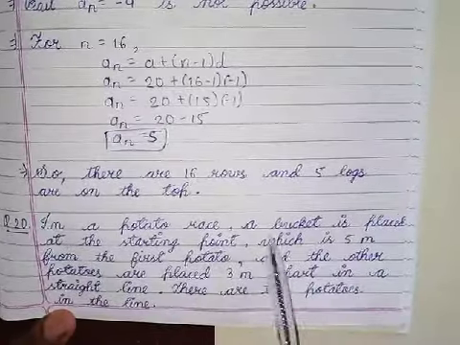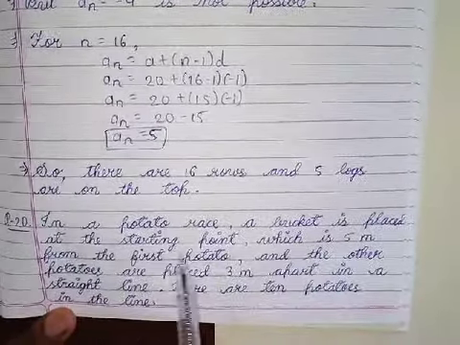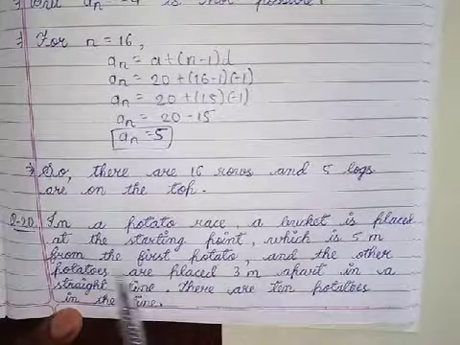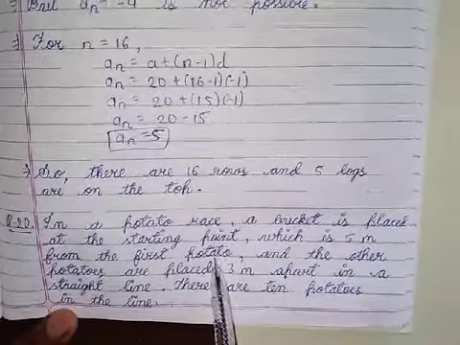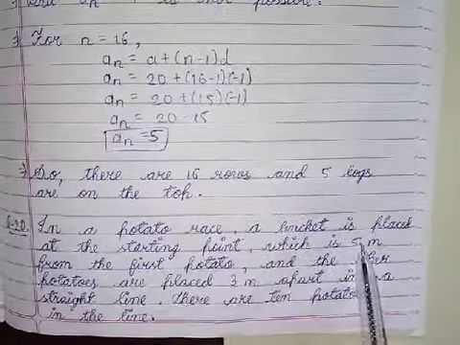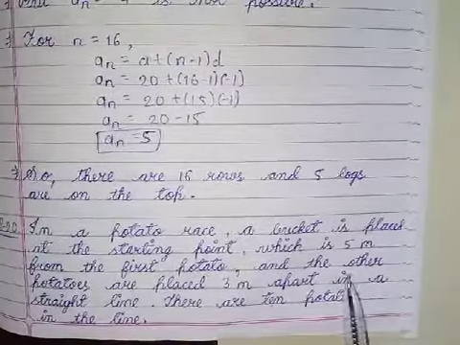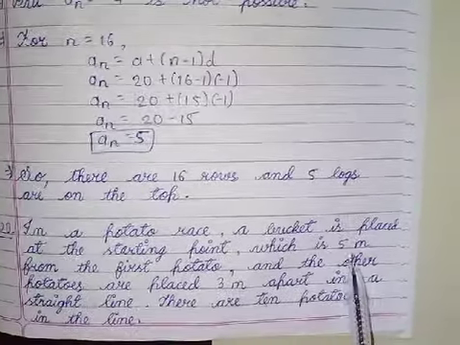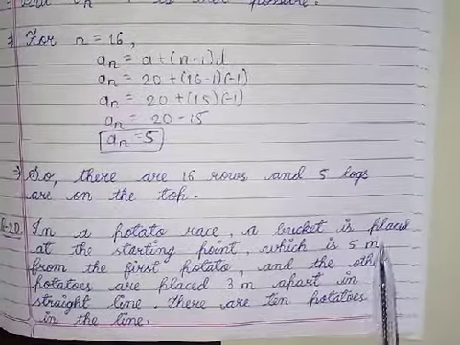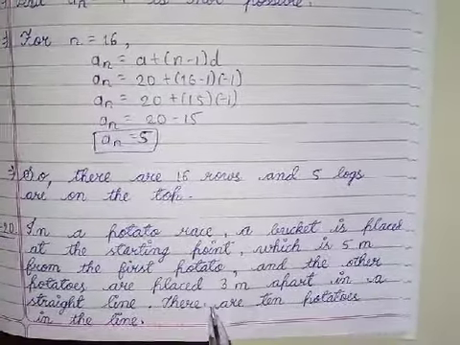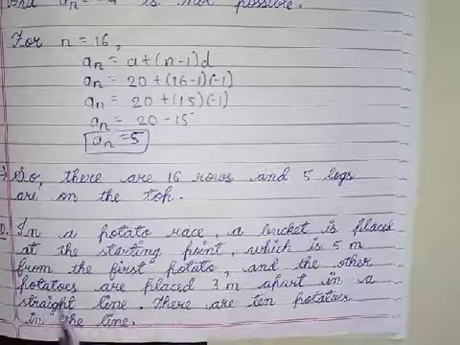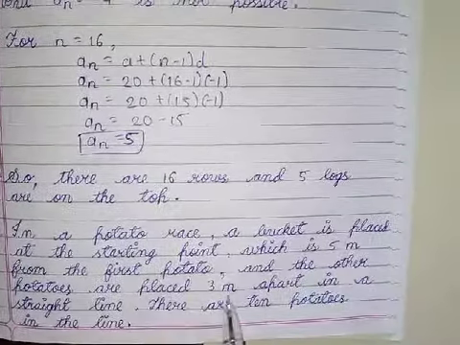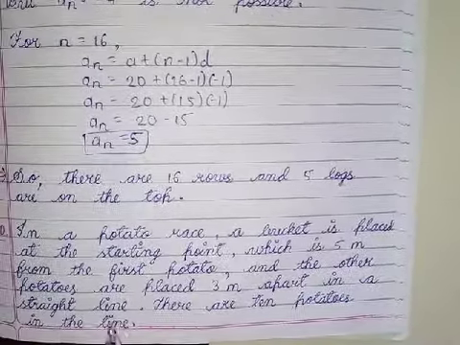A bucket is placed at the starting point, which is 5 meter from the first potato. So it is A is equal to 5 and D is equal to 3. Without drawing also you can know that n is 10, A is 5, D is 3. Why? Because the other potatoes are placed 3 meter apart in a straight line. So let's put this in the equation.